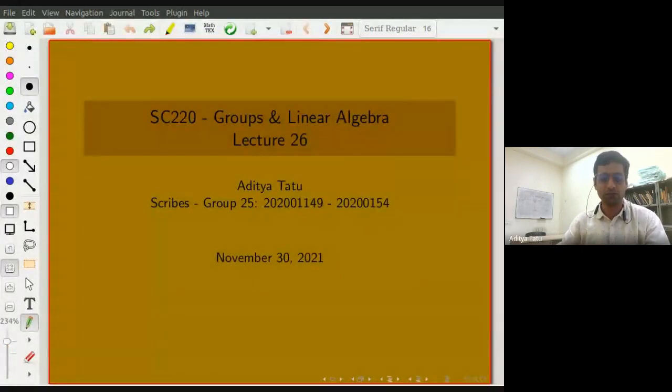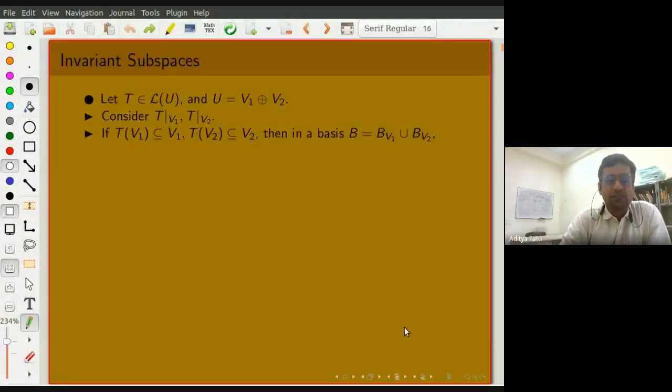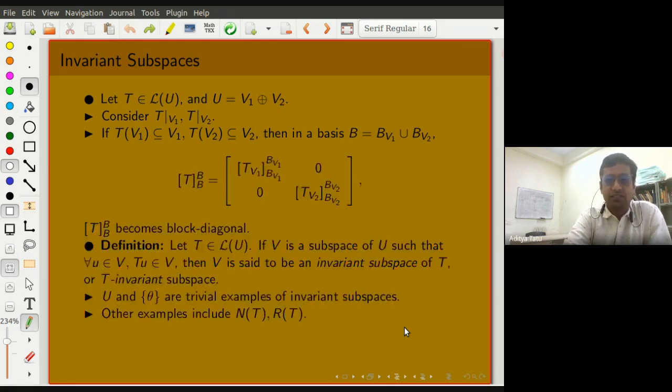Okay, if there are no more questions, let's get started. We saw the definition of invariant subspace in the last class, and we saw the advantage that it provides. If we have the decomposition of the vector space in terms of direct sum of invariant subspaces, then in the basis of these subspaces, the matrix representation becomes block diagonal. So as such, the concept of invariant subspace is important.